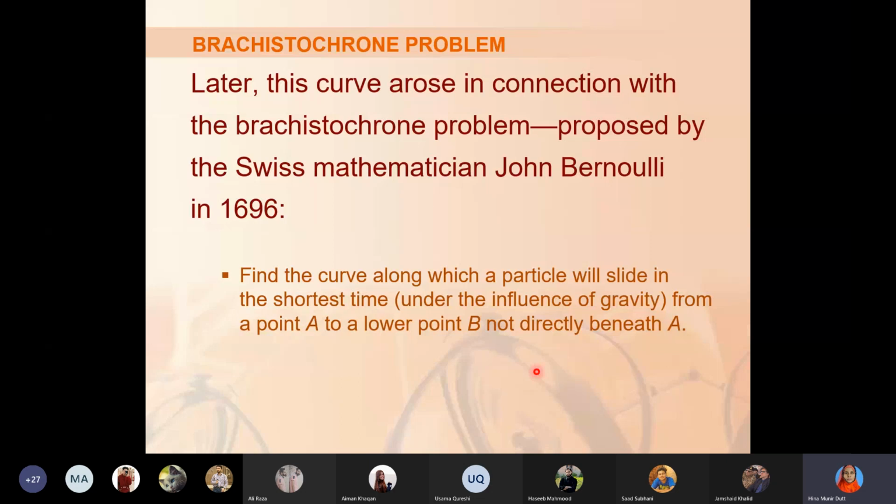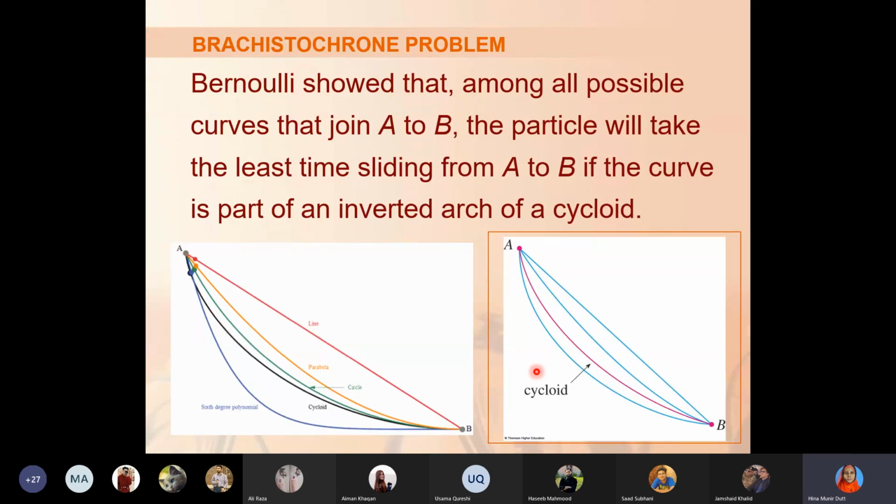Along which curve will it move in the shortest time, that is the brachistochrone problem. Now you will see different beads sliding from the point A to the point B under the influence of gravity. Which curve gives the shortest time?